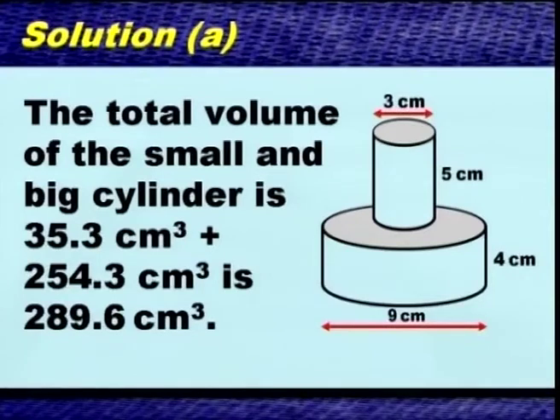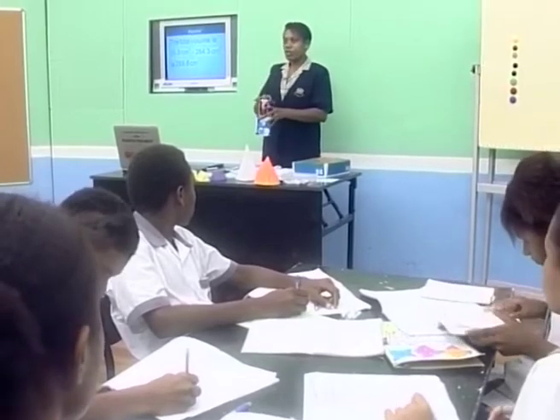Class, did you get that? Okay, the total is 289.6 cubic centimeters. Some of you are saying yes. Good. So now you know how to work out the volume of any solids that are joined together. Firstly, calculate the volume of the first solid, break it up, separate it, and then the other solid, and then you add the total.